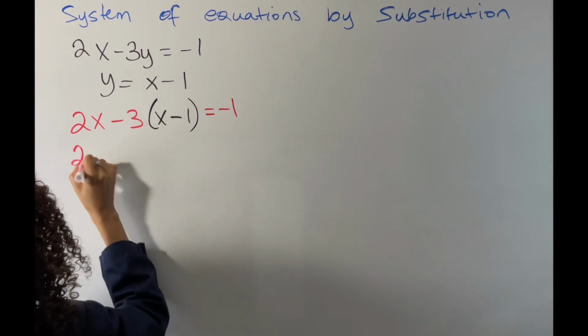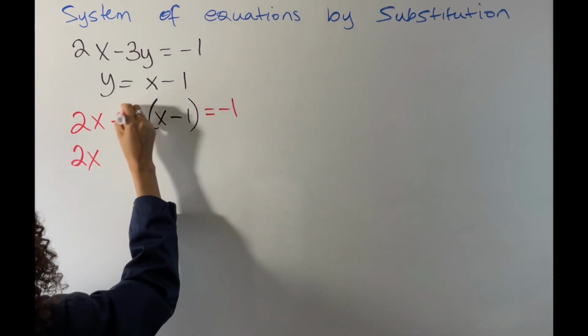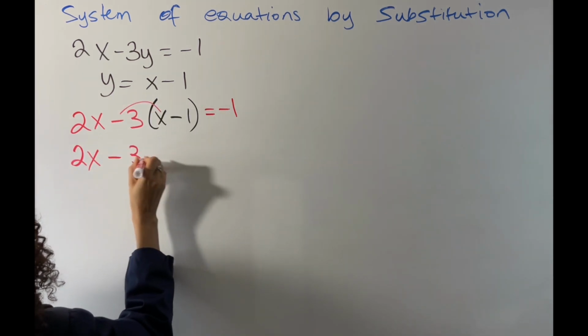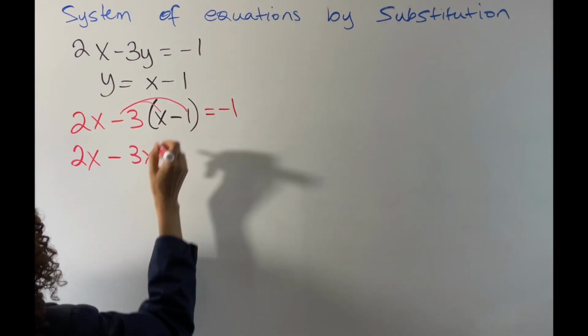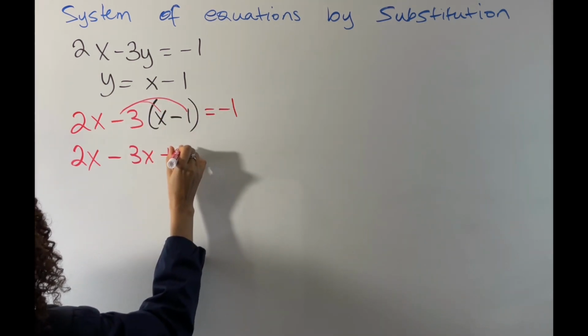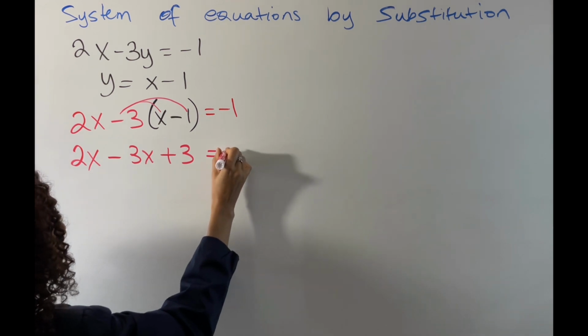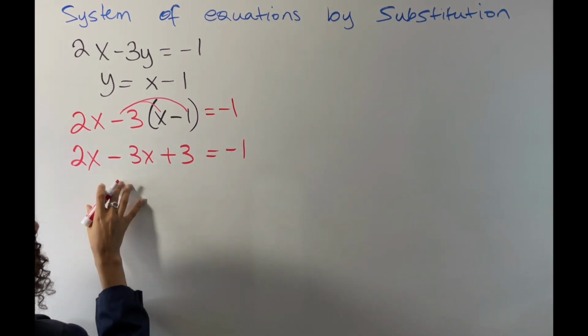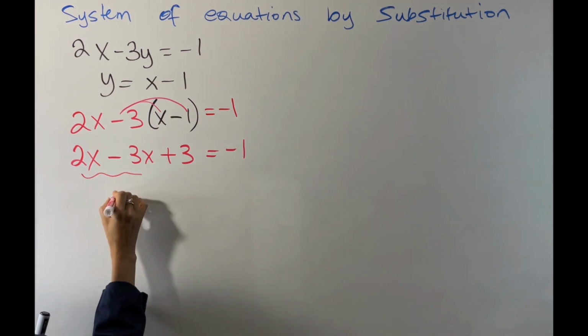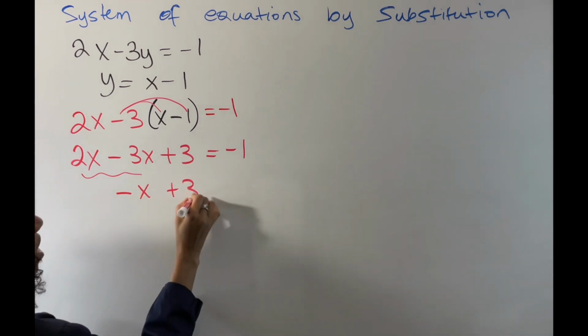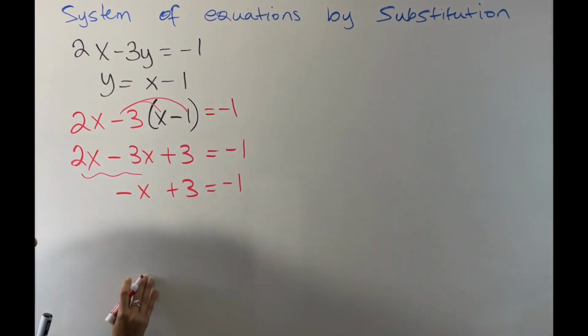Now I'm going to continue. I'm going to use my distributive property here. So this will be -3x, and -3 times -1 will be a +3. This is going to equal -1. Now I must combine my like terms. We now have -x plus 3 equals -1.